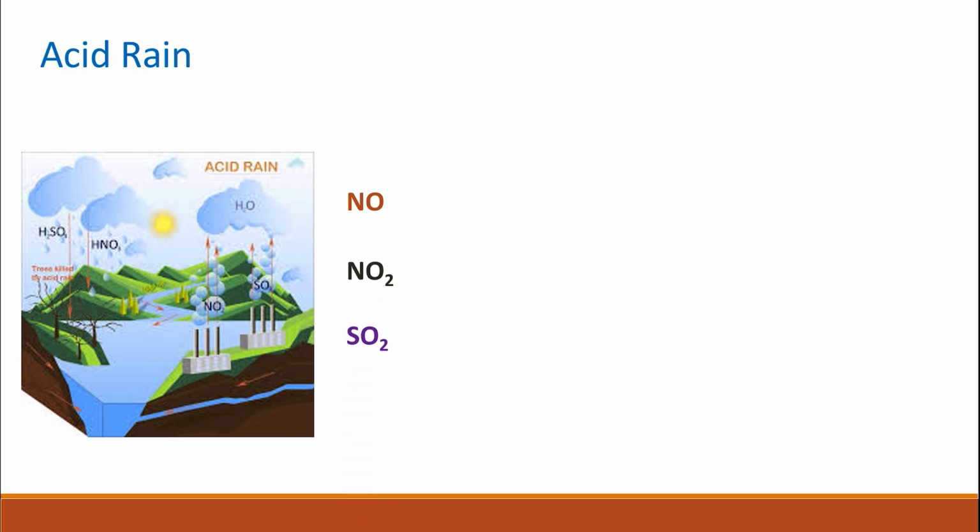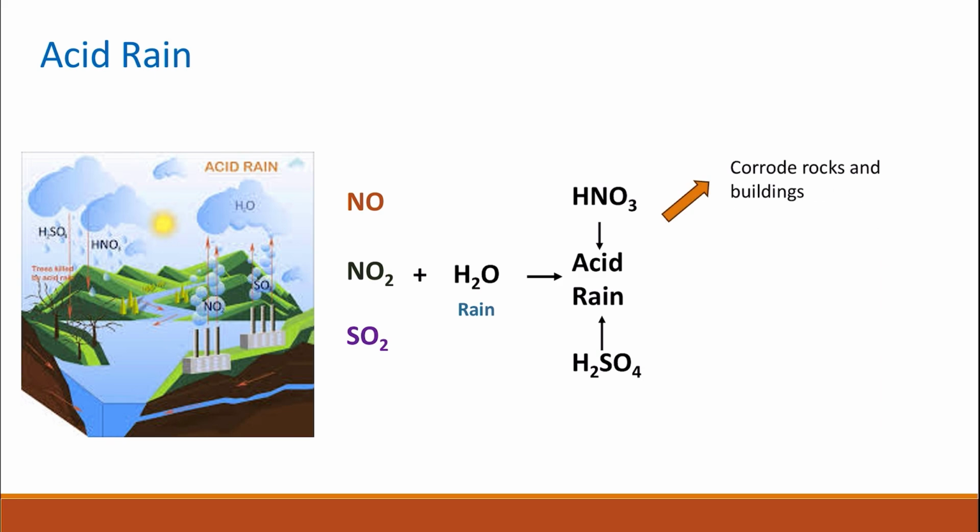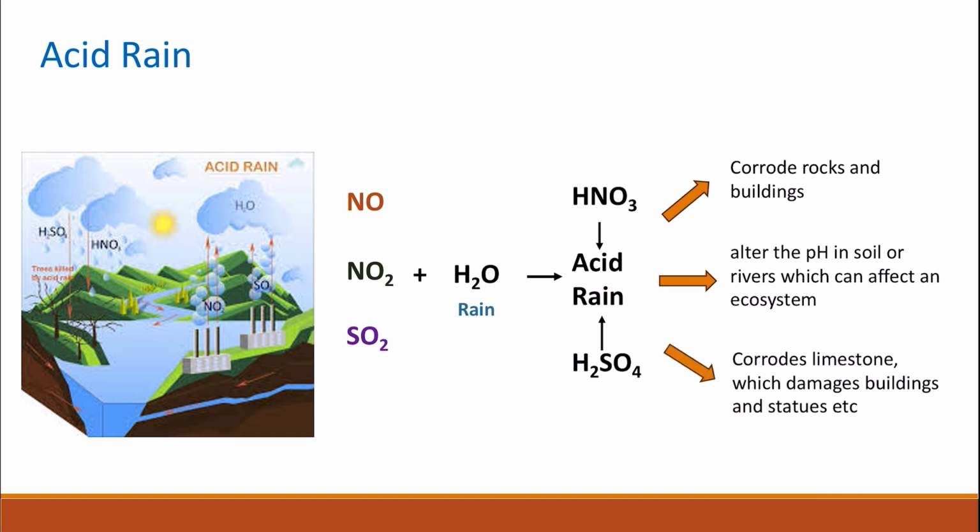All of these will be released into the air, and when there is rain, these oxides will dissolve in the rain water to give you acids such as nitric acid and sulfuric acid. And these acids are the source of acid rain. The problem with acid rain is that it causes corrosion of rocks and buildings. It alters the pH of the soil or rivers, which can affect the ecosystem, and it also corrodes limestone, which damages buildings and statues.